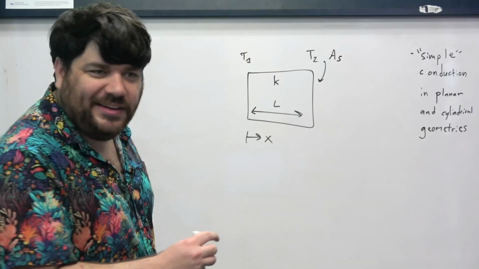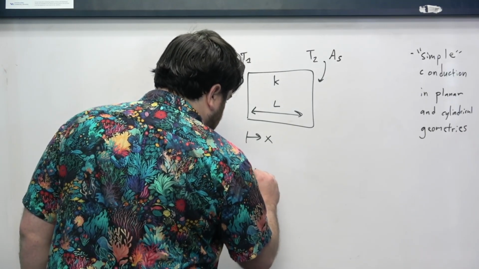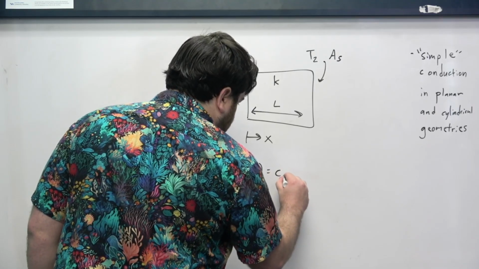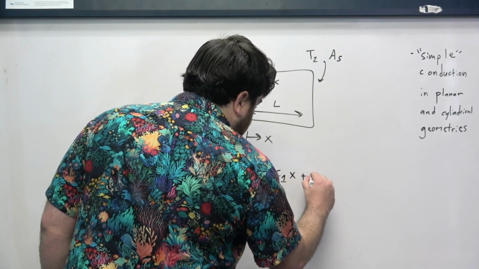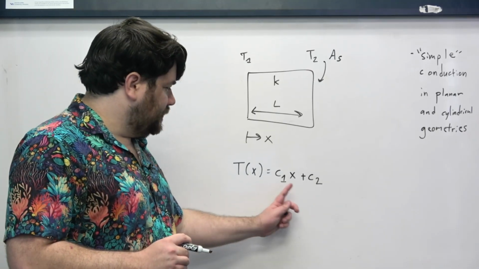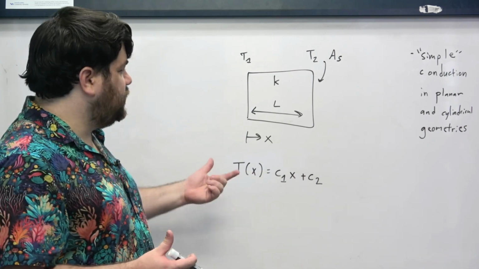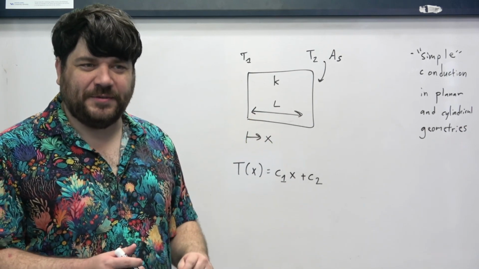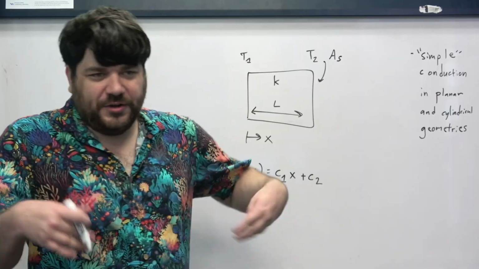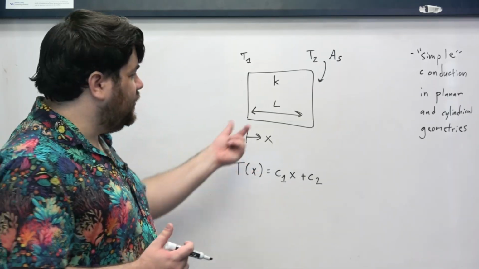This is just a line, and that line has the following form. The temperature is a function of x. It's just C1x plus C2, where C1 and C2 are these undetermined parameters that are a function of what the state of the system is. And these things can be a function of, well, whatever piece of information you're given.